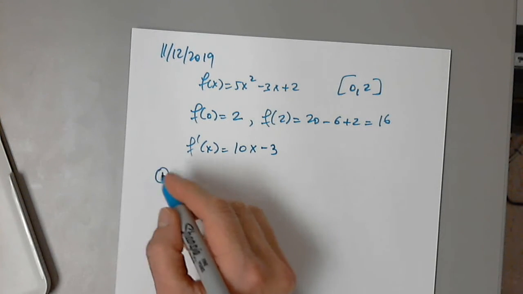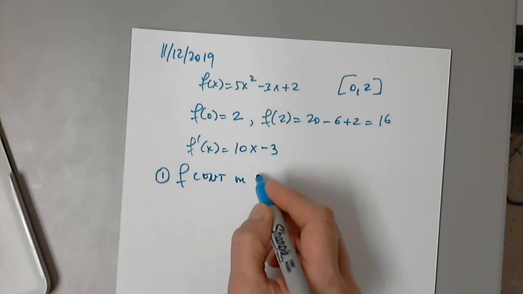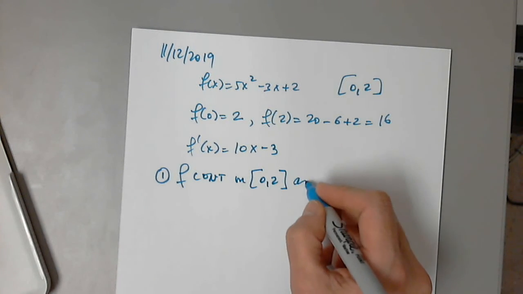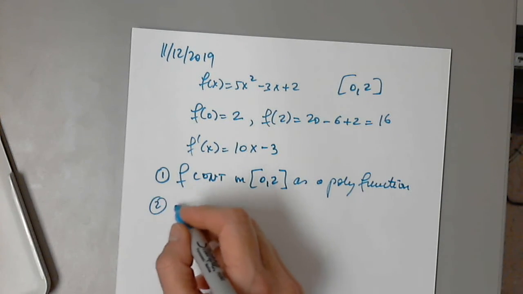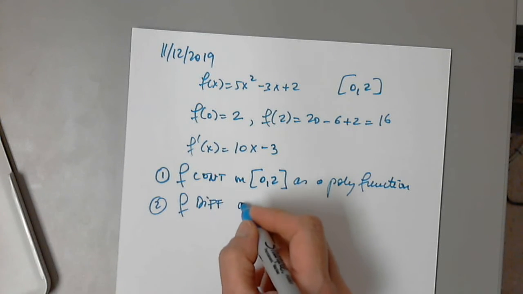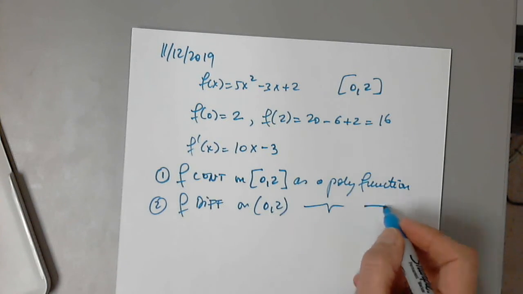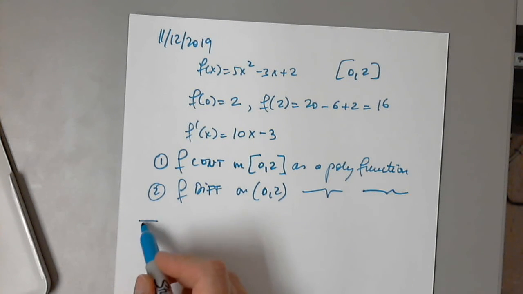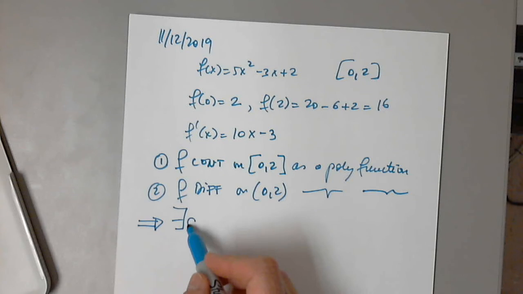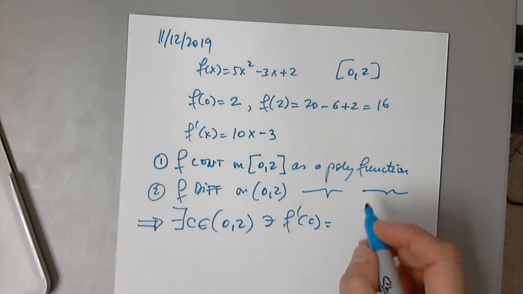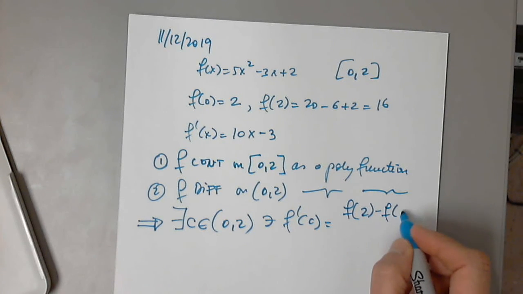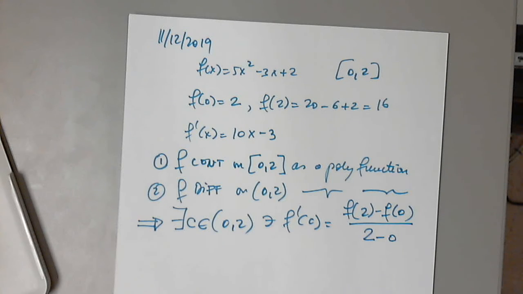Number 1, f is continuous on the interval 0, 2 as a polynomial function. Number 2, f is differentiable on the interval 0, 2 for the same reason. Therefore, there exists c in the open interval 0, 2 such that f prime of c equals f of 2 minus f of 0 divided by 2 minus 0. Is this okay so far?